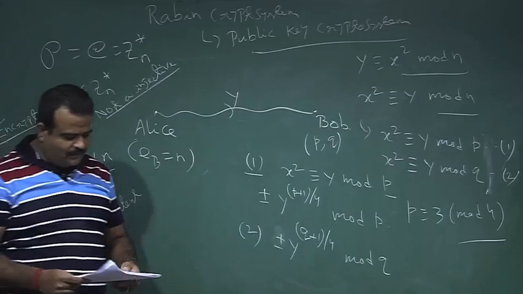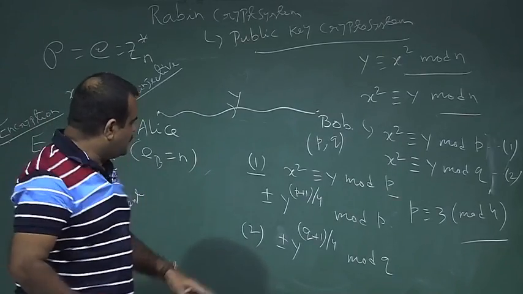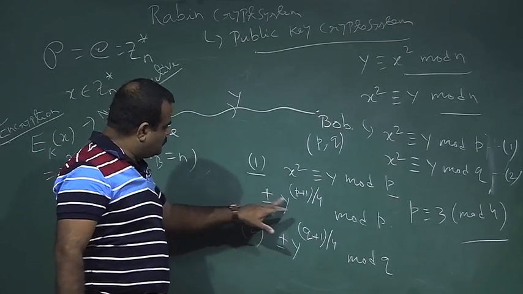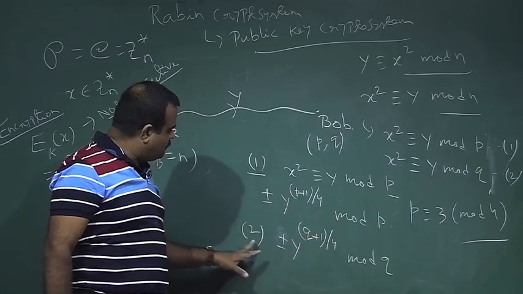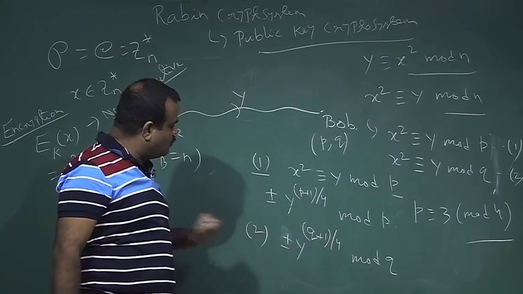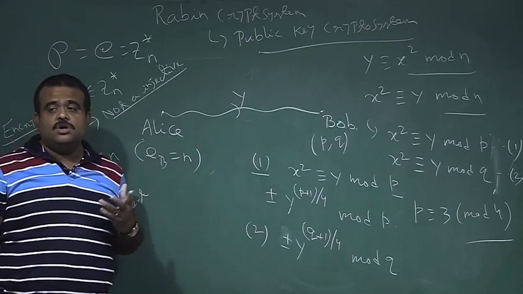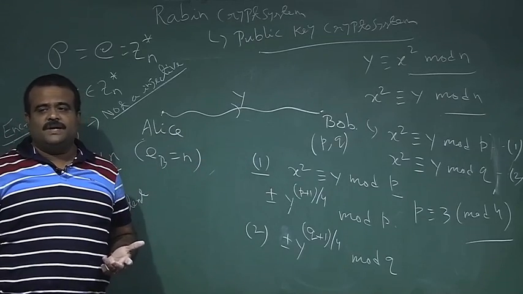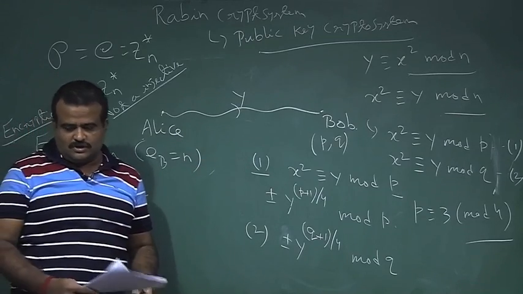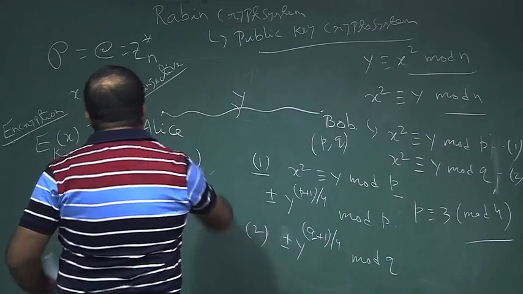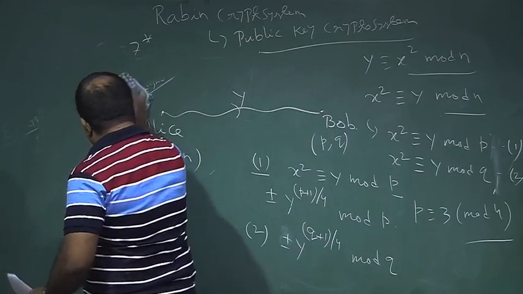So, let us take an example. Basically these 4 are plus this or minus this mod p, and plus this or minus this mod q. So, these 4 are the possible plaintexts. Now, Bob has to think about which one is the plaintext Alice chose. So, let us take an example of this cryptosystem.